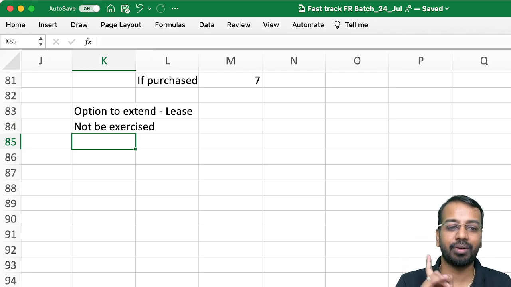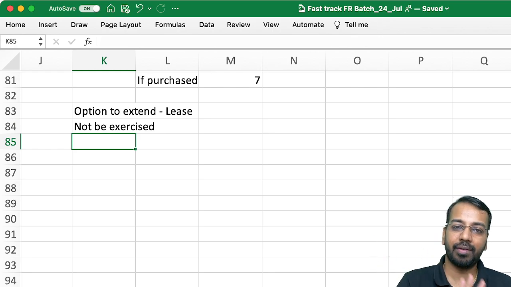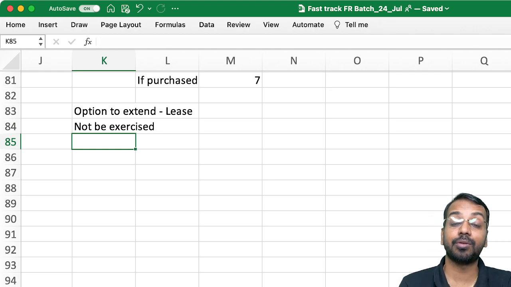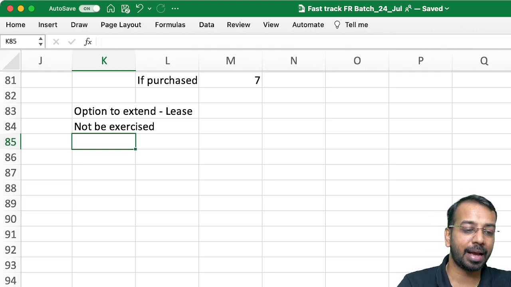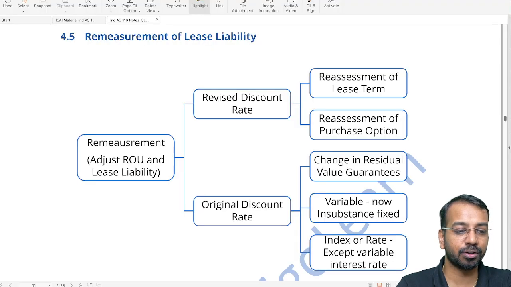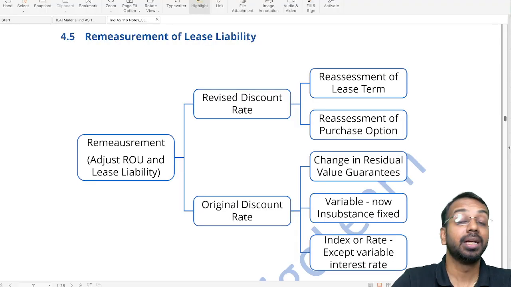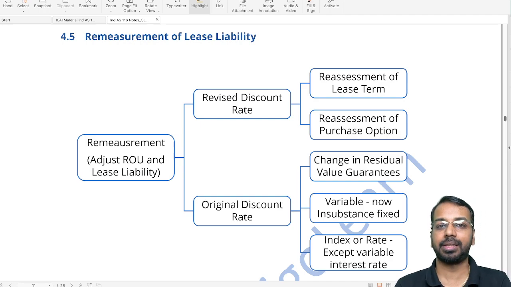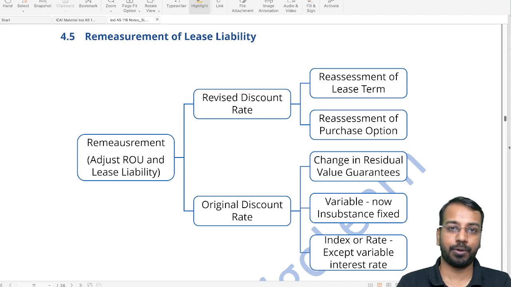Initially when we did the lease accounting, what did we say? We will not exercise. If we will not exercise, we will not include that in the lease term, and we will not include that to calculate lease liability. But subsequently what are we saying? We will extend, or we have exercised the option subsequently. If this kind of situation happens, we need to remeasure the lease liability. Now what are those situations? I'll just summarize it here. Again, this is not an in-depth discussion because we are doing a fast track, so we should be able to understand the scenarios and solve the questions, right?